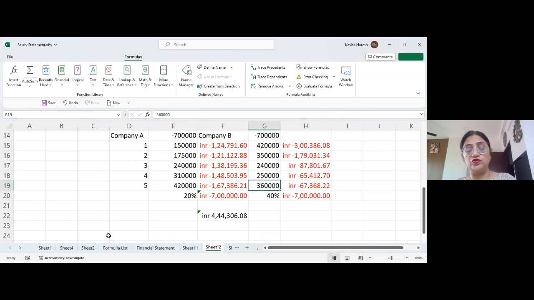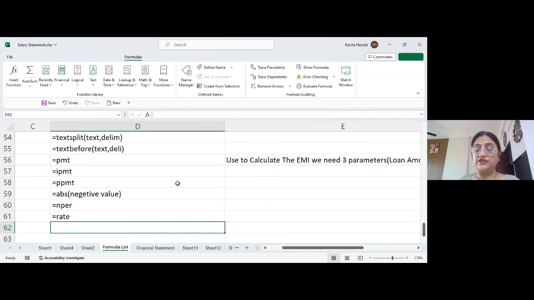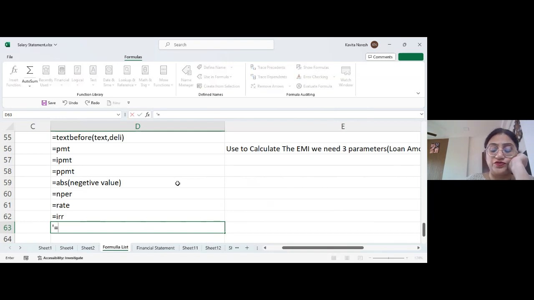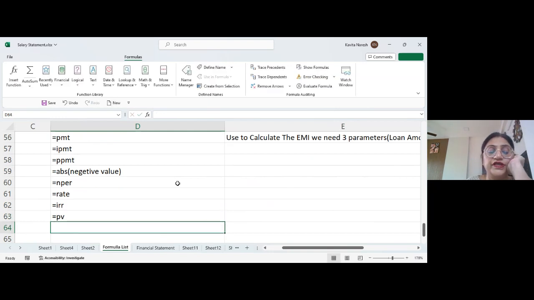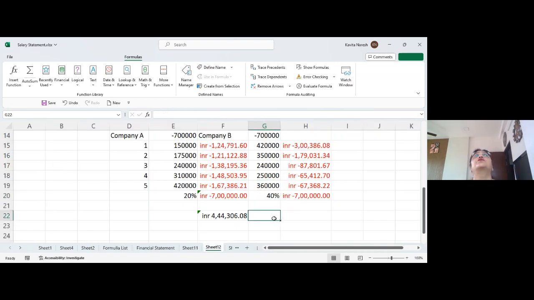Fine. So I should write here the formulas whichever we learned: equal to IRR, then equal to PV. Fine. Now we can calculate the FV also. Now what is FV? FV is future value. Time value of money. According to the time, the value of money is always changed.